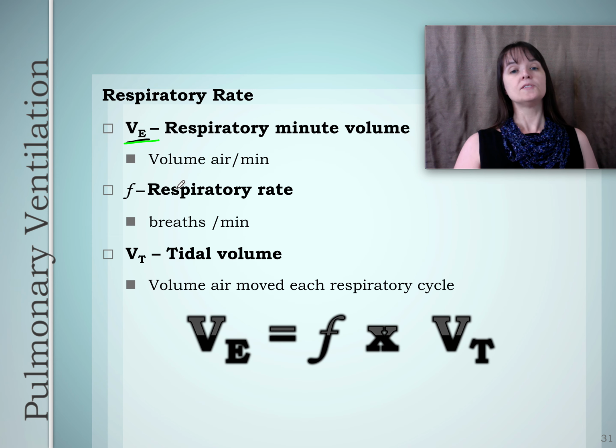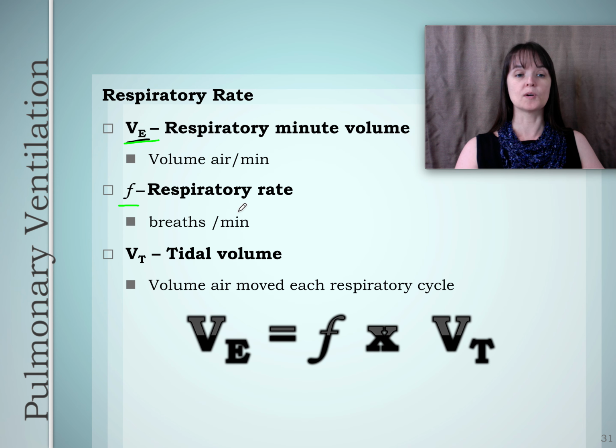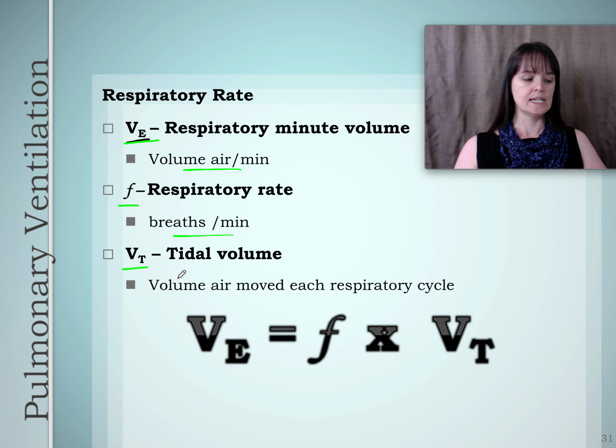Okay, so VE is the respiratory minute volume, and this is the amount of volume of air that you move per minute, and we'll figure out how to calculate this. And the F, lowercase cursive f, is the respiratory rate, the rate at which you breathe, so the number of breaths per minute. And then the tidal volume, which I mentioned, was VT, not TV. TV is television.